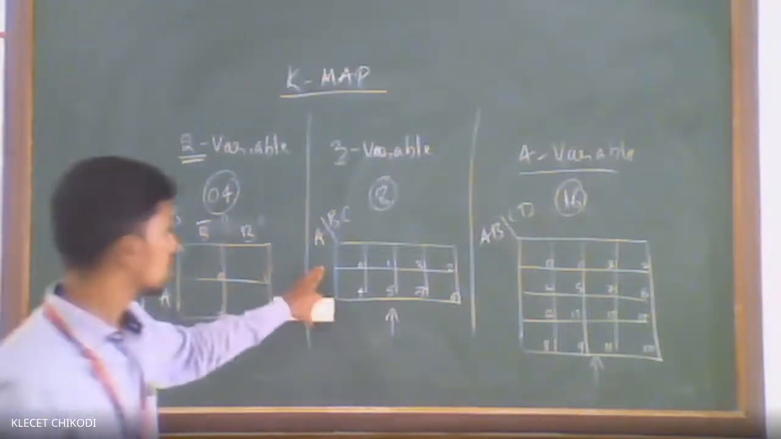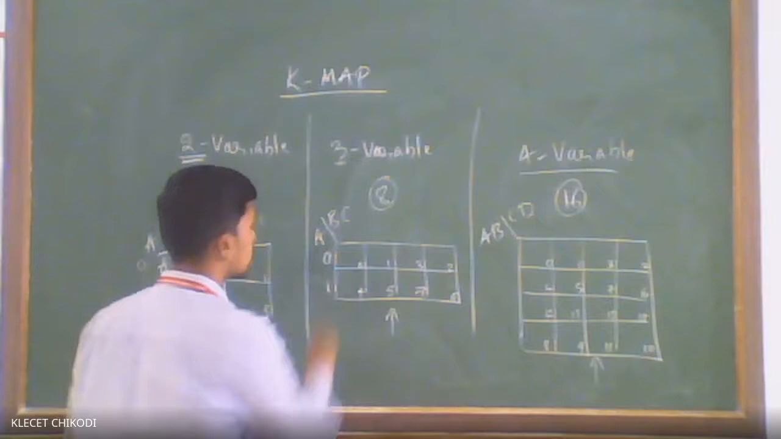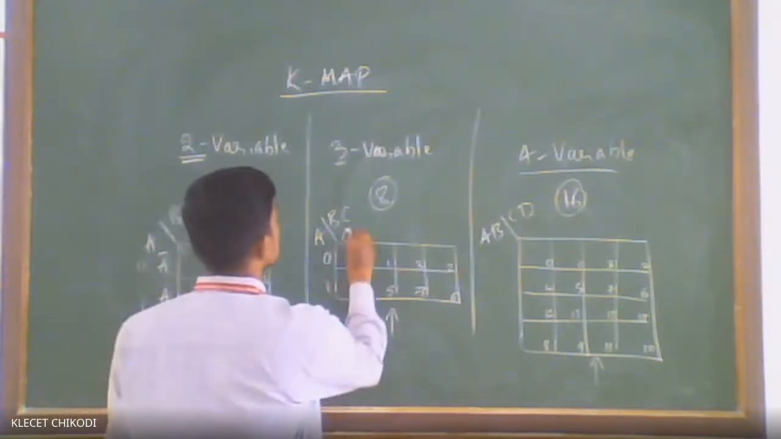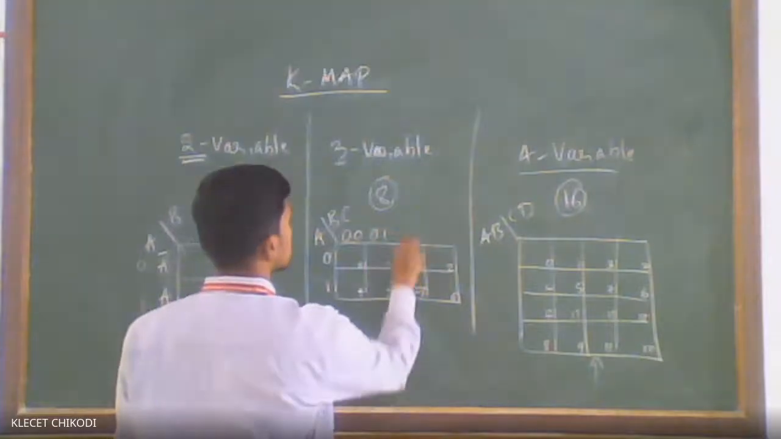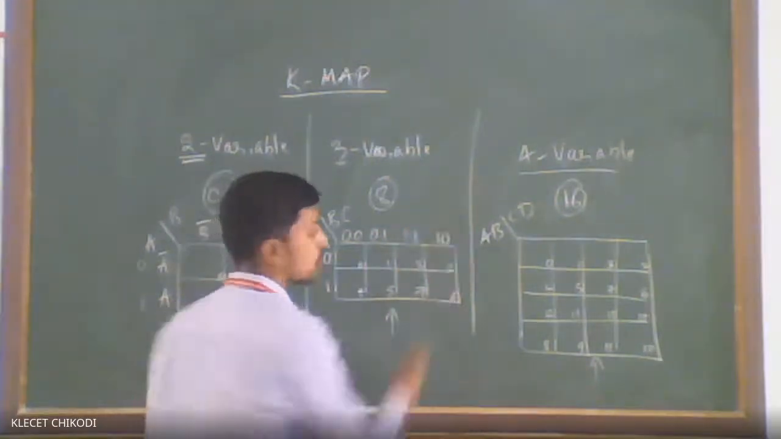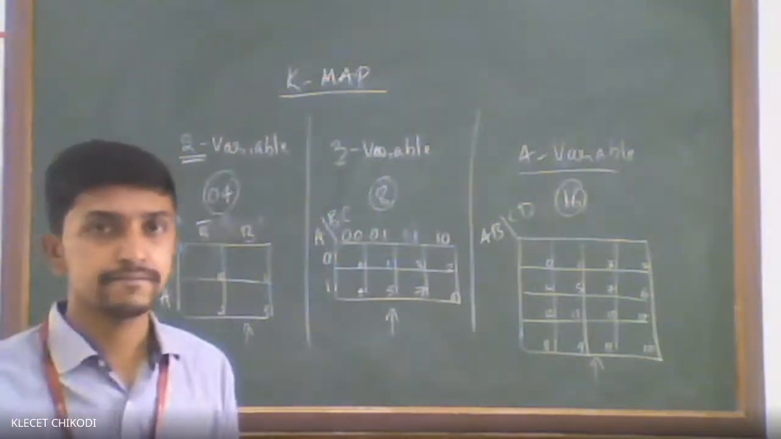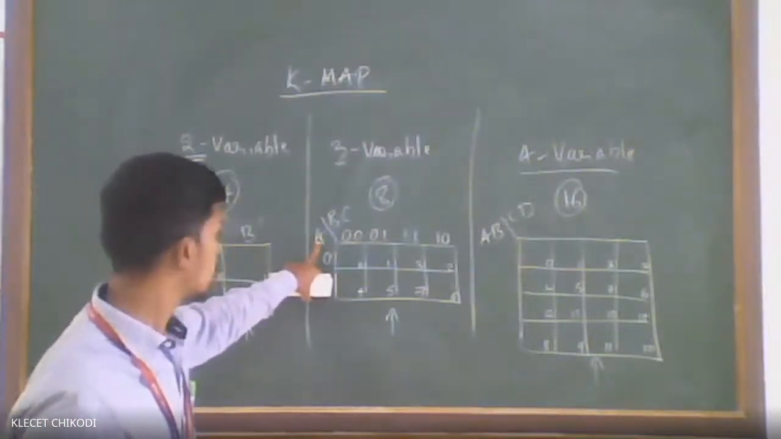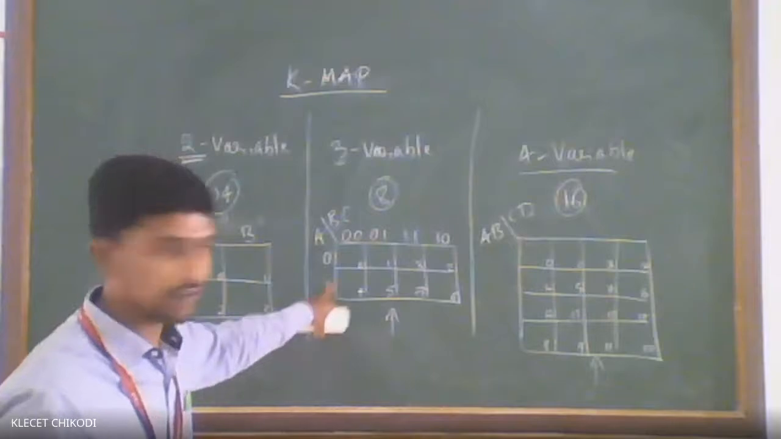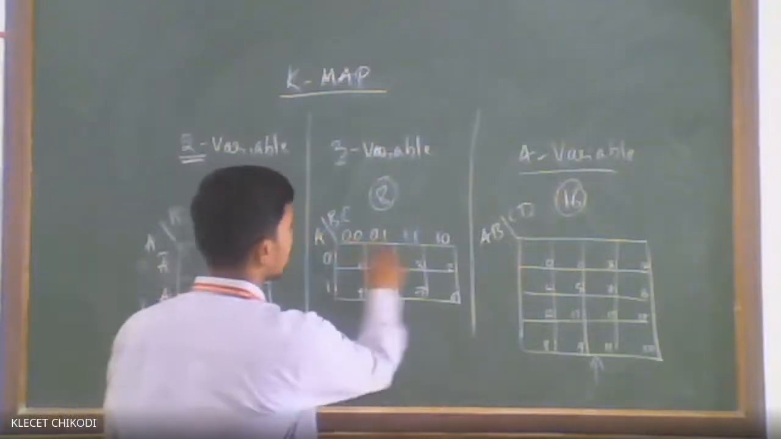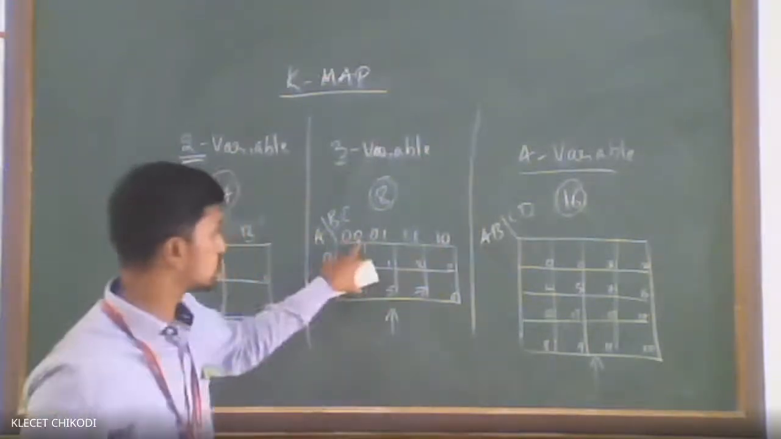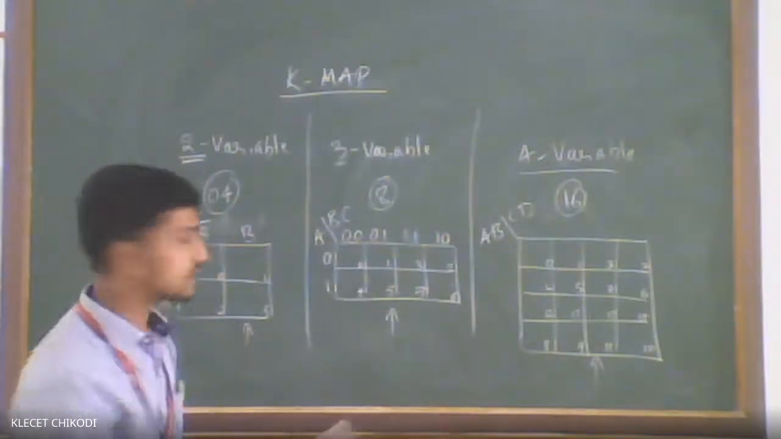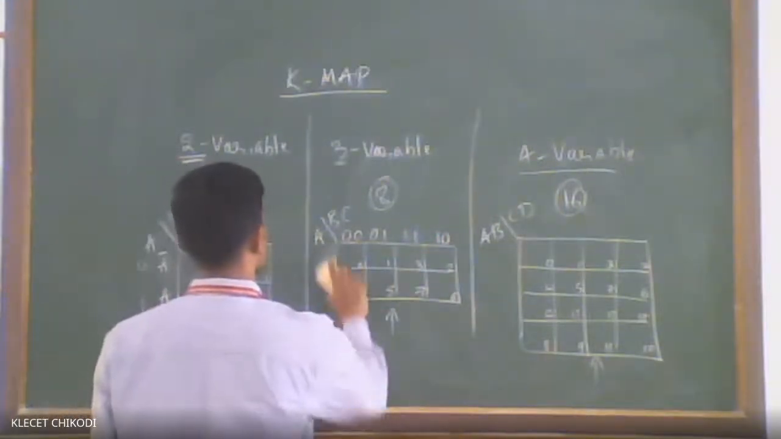Similarly here I can write 0, 1, fine, and here 0, 0, 0, 1, 1, 1, 1, 0. Since I have only one variable, I can write 0, 1 here, and for two variables, I have total 4 combinations. You can see that 0, 0, 0, 1, 1, 1, and 1, 0. Or instead, you can write in terms of the variables also.